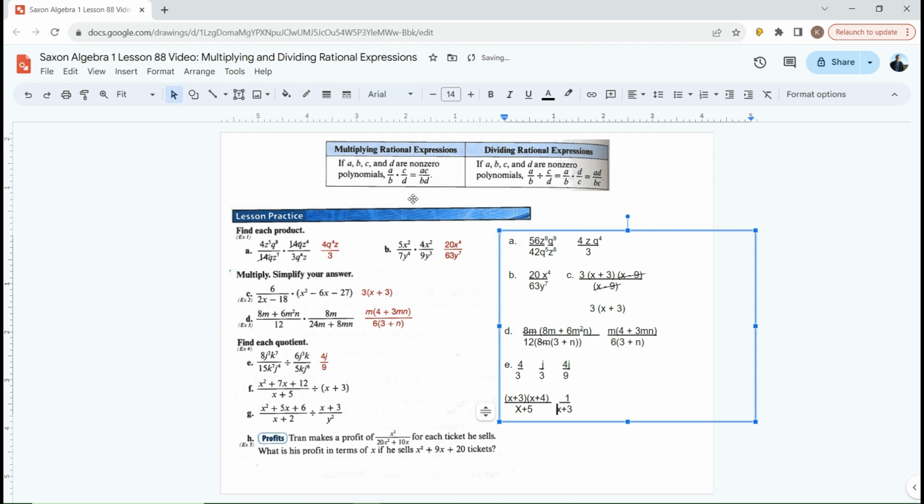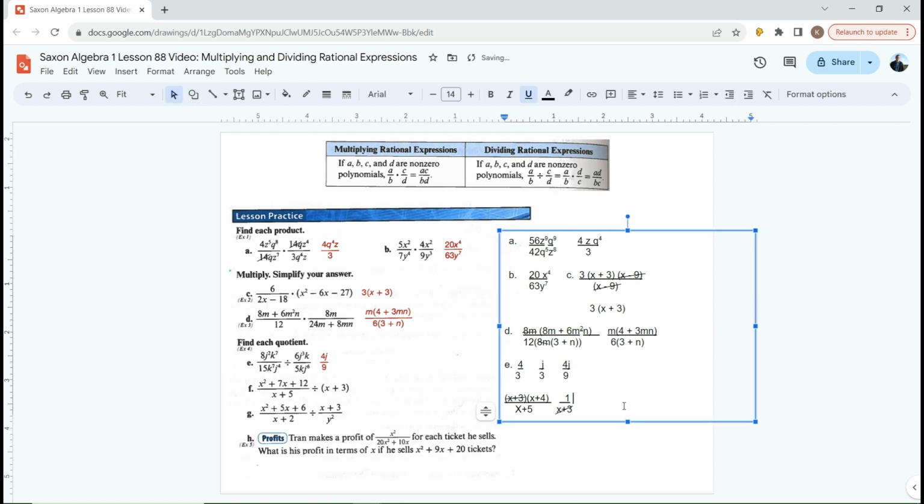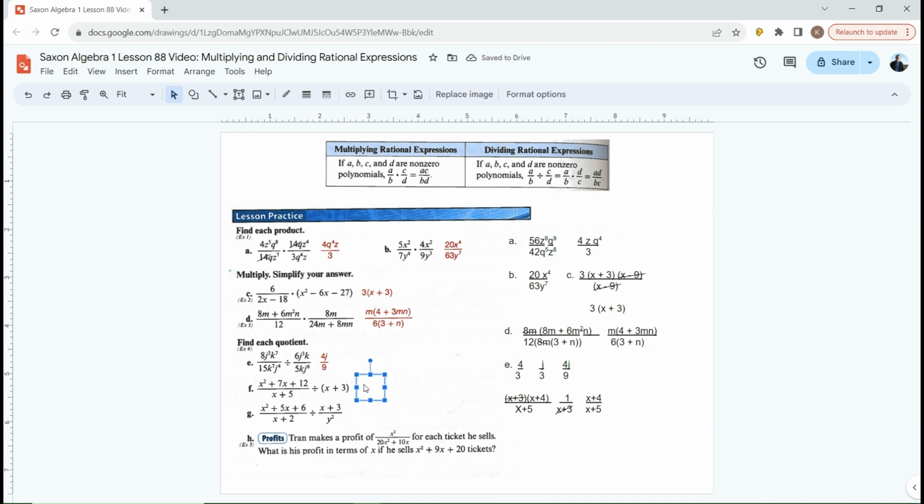Hey, is there anything that'll cancel? Well, I noticed that I have an x plus 3 in the bottom and an x plus 3 on the top. Now, when I multiply straight across, this becomes something very, very simple. This is just going to become x plus 4 on the top divided by x plus 5 on the bottom. And that is my answer. My fraction is going to be x plus 4 over x plus 5.